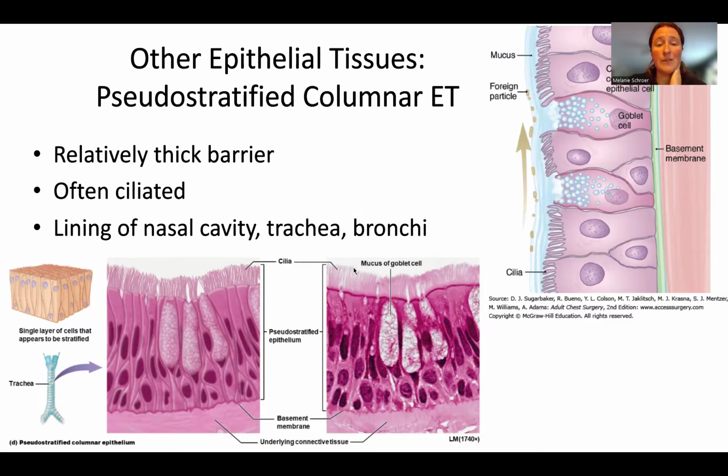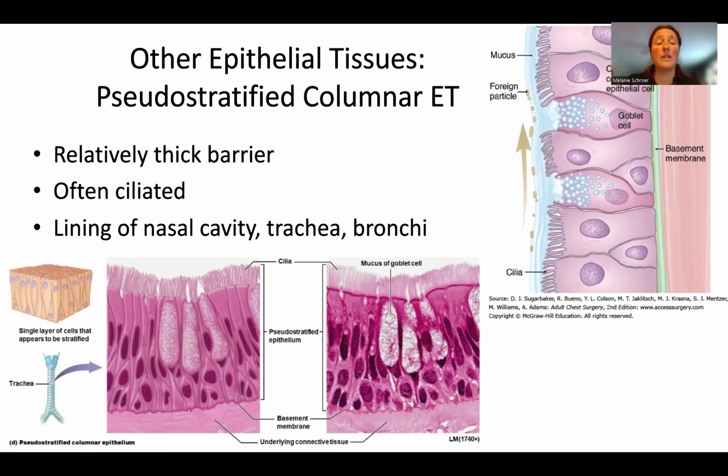Oftentimes, this tissue is ciliated. So we can see this fluffy cilia up here at the top. And so we find this tissue mostly lining our upper respiratory tract, our nasal cavity, our trachea, our windpipe, our bronchi. And so what is happening here is that, of course, we are taking in air that's filled with particulates, that's filled with bacteria and viruses, and we don't want all of that stuff to get way down into our alveoli.